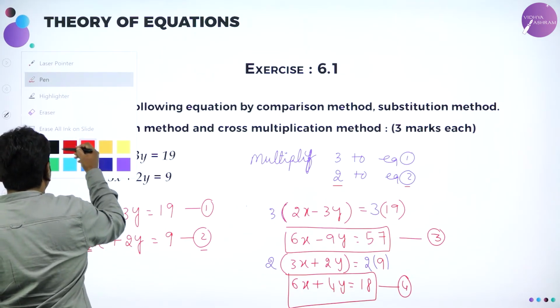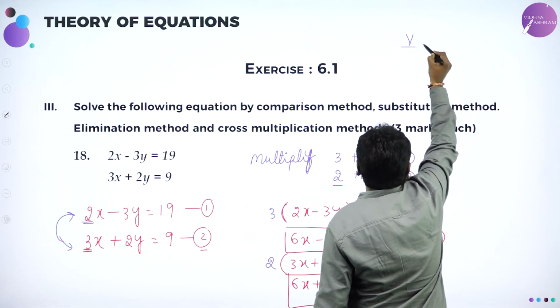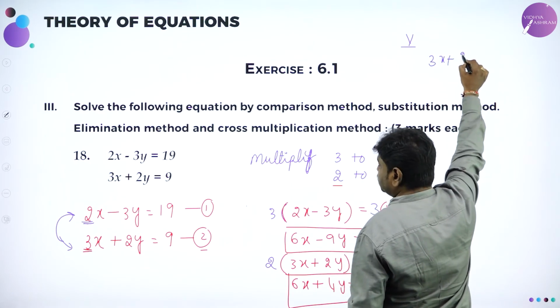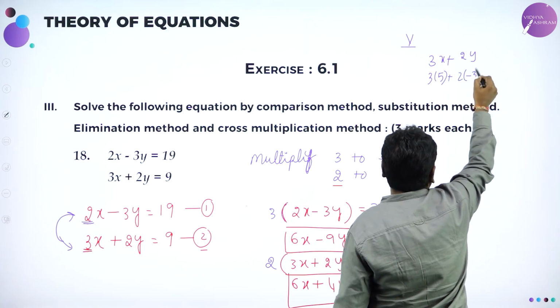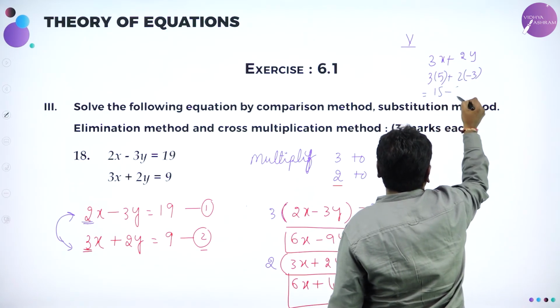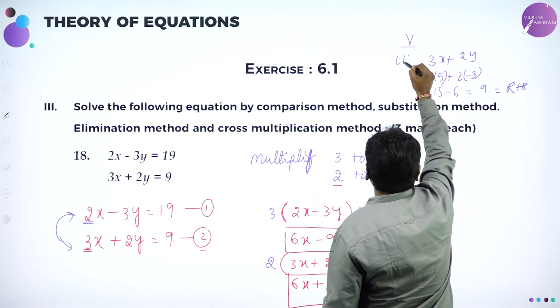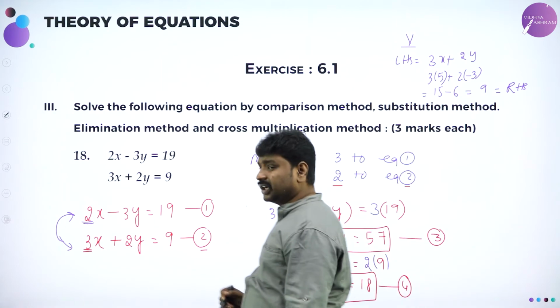That's what I'm repeating. How to verify? So verification. So we'll take equation 2 or equation 1. I took equation 2 LHS. And in that, in the place of x we got 5, in the place of y we got minus 3, substituted. 15 minus 6, that is 9, we got RHS. We took LHS, we got RHS. So therefore, whatever we got as the answer, 5 and minus 3, they are right.